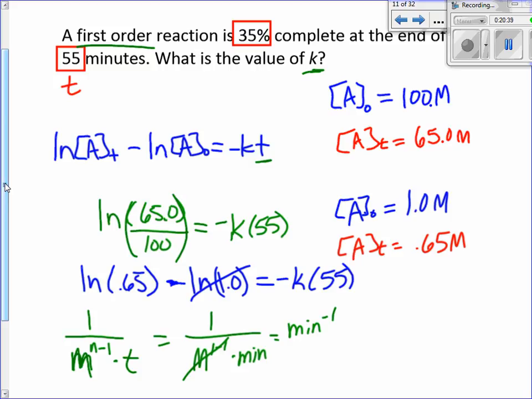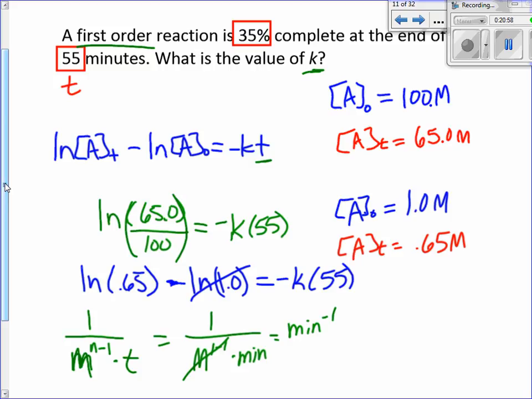So if you're doing a second order, guess what the units would be on the bottom there? M minus 1. No, that'd be molar minutes. It would be M minus 1 times minutes minus 1. Yes, you would have 1 over M on the bottom if it was second order. Does everybody understand that? Okay.